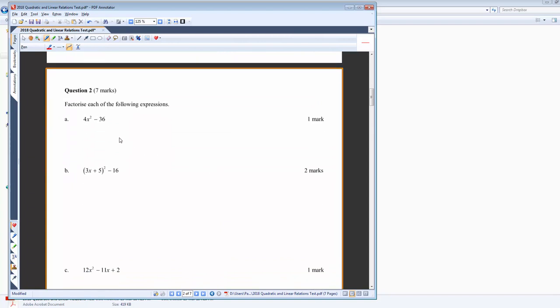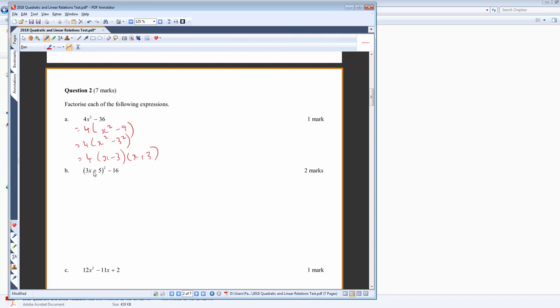Okay, factorise each of the following expressions. Now remember what Mr. Tench always says is always check when you're factorising whether you can pull out a common factor first of all. And in this instance we can. Okay, so what we're going to do is yank 4 out as a common factor and say that this is x squared take 9. And what we're going to do then is treat this as a DOPS problem, which is 4x squared take 3 squared, and then we're going to run the DOPS rule on this. 4x take 3, x plus 3.